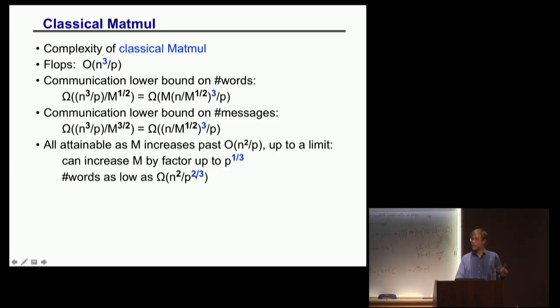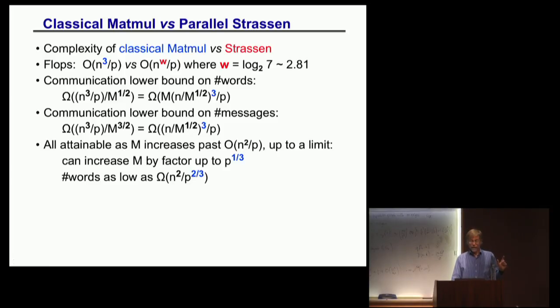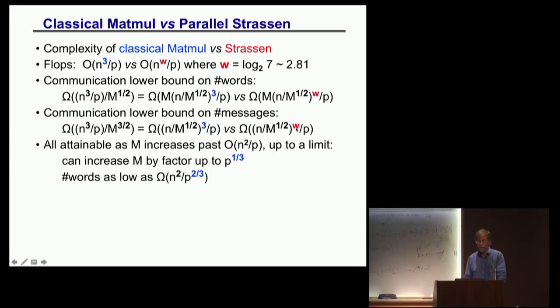So what about Strassen? Remember, Strassen doesn't do n cubed flops in the sequential case. It does n to the log base 2 of 7, about n to the 2.81. So in parallel, all you do is you change the 3 to 2.81. What about the communication lower bound of the number of words? Again, just change 3 to 2.81. Now, the proof is much harder than the typesetting, but I'm just doing it this way to make it easy to do the comparison. So you can see that Strassen is also doing asymptotically less communication. Same story here. The number of messages, again, it goes from 3 down to 2.81.